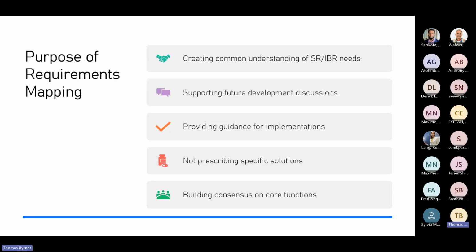So the purpose of this requirements mapping was to create a common understanding of SR and IBR needs. It was to provide that baseline grounding to support future development discussions and to provide guidance for implementers, but crucially, we tried to not prescribe specific solutions. All of these requirements have been put up on the wiki, and the aim here is for people to comment on them, to say, actually, I think we've missed points or different elements, so that we can try and build consensus on the core functions, if that makes sense.